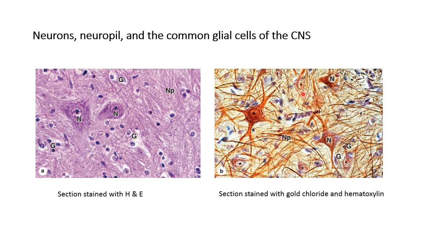The neuropil is a fibrous network that consists of the cellular processes of the neurons and the glial cells. Both of them together form this fibrous network called neuropil. NP stands for neuropil. N is the nucleus and cell body of neuron. And G stands for glial cell. These dark ovoid structures are nuclei of the glial cells.